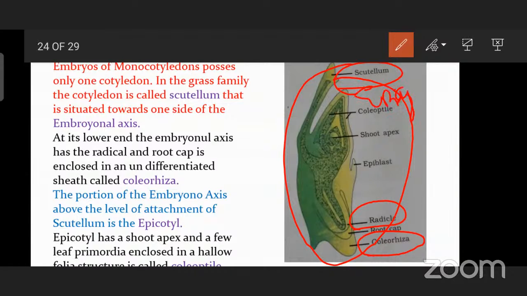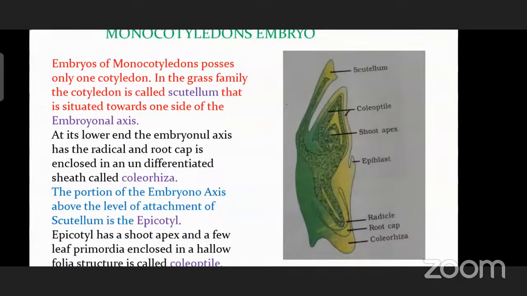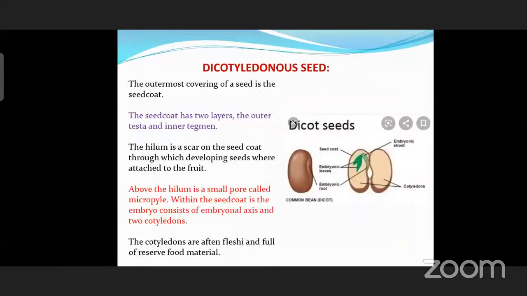Epicotyl has the shoot apex and a few leaf primordia, enclosed in a hollow foliar structure called the coleoptile. See here. The outer covering of the endosperm separates the embryo by a proteinaceous layer called the aleurone layer. This is the monocotyledon embryo. Next one, structure of the dicotyledon seed.